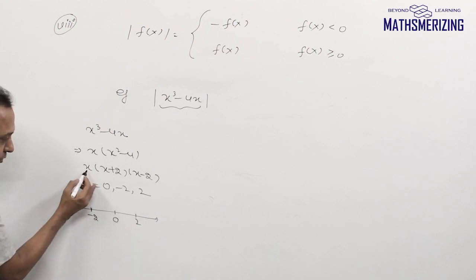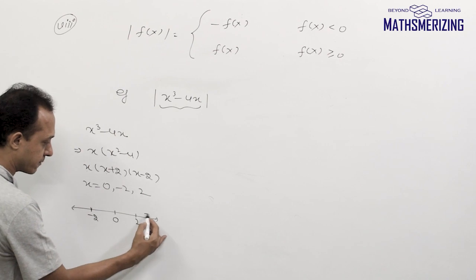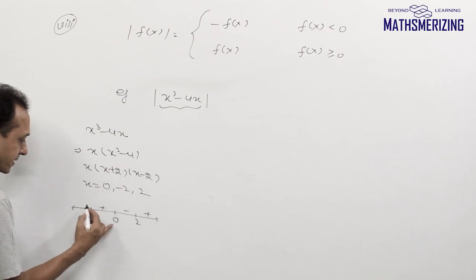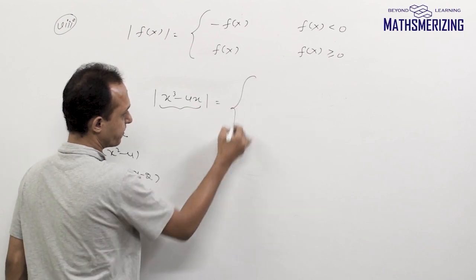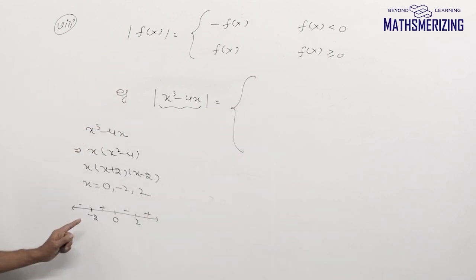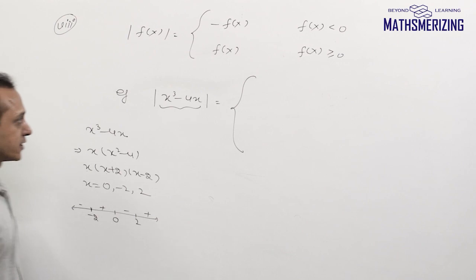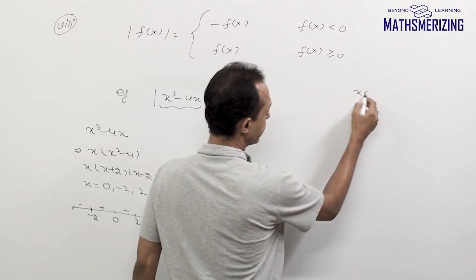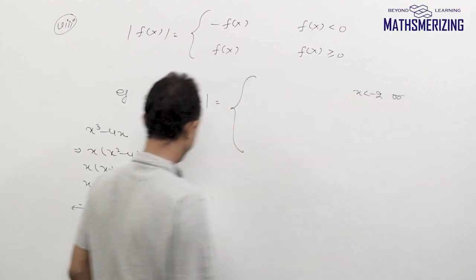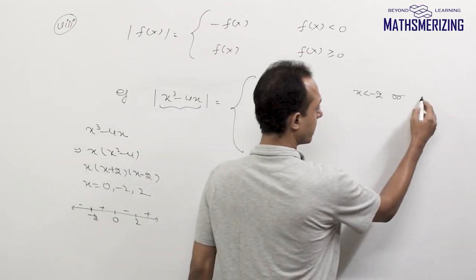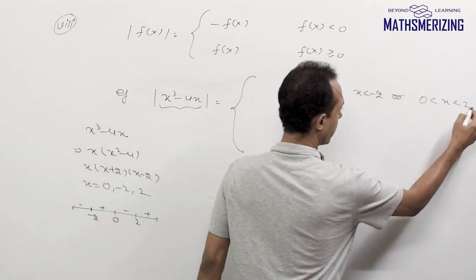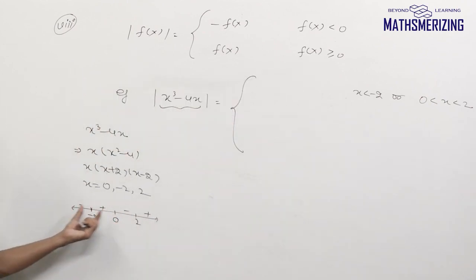Now what is the sign of the rightmost? Plus. So the signs are plus, minus, plus, and minus. Now I can start writing the definition of this function. The definition is: when f(x) is negative, which is when x is less than minus 2, or when x lies between 0 and 2, in this case, this expression is negative.